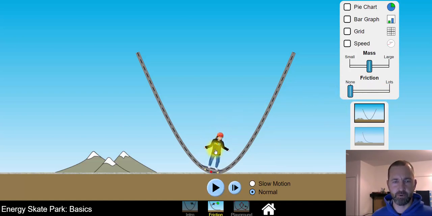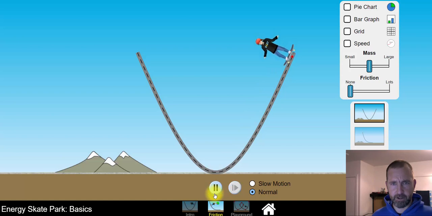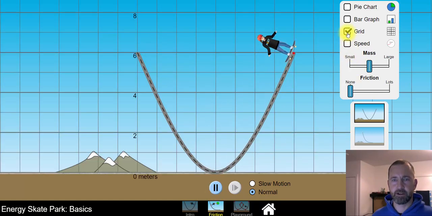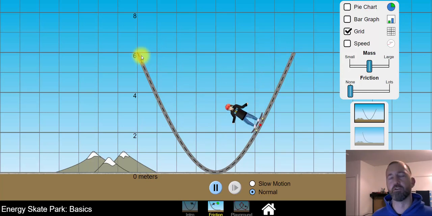So we're used to dealing with problems where no friction exists. If I put the skater up at the top, click play, the skater goes to the bottom, goes up to the other side, and at this point it looks like they're making it all the way back up as far as they were released. We can turn the grid on, and we can see that they were released at about the 6 meter mark. They get back up to the 6 meter mark over and over again, on and on.